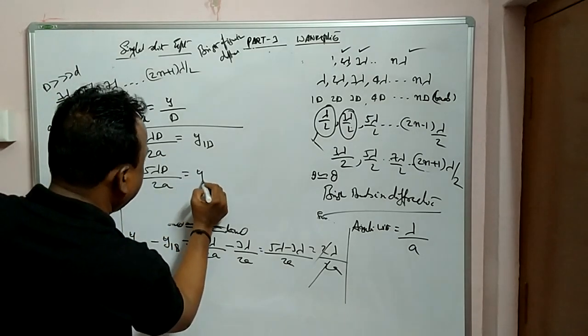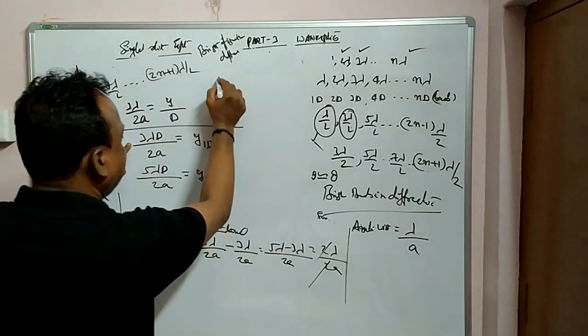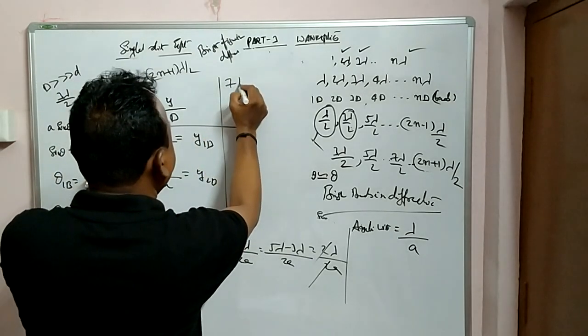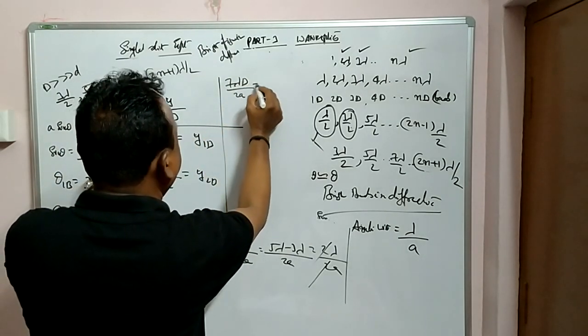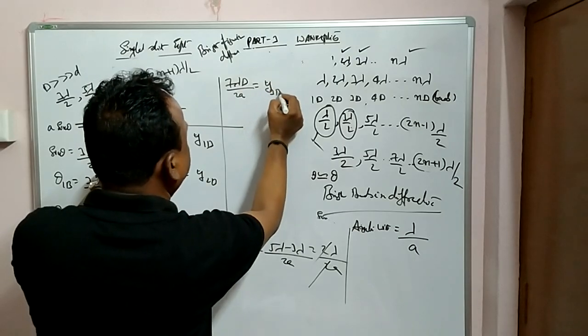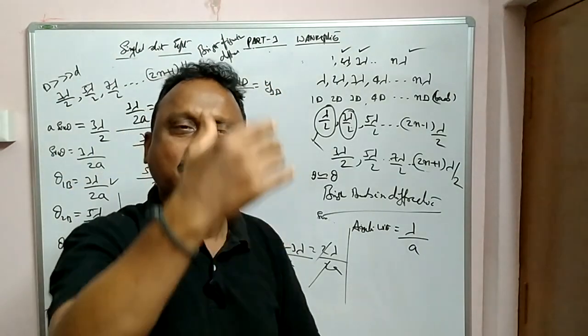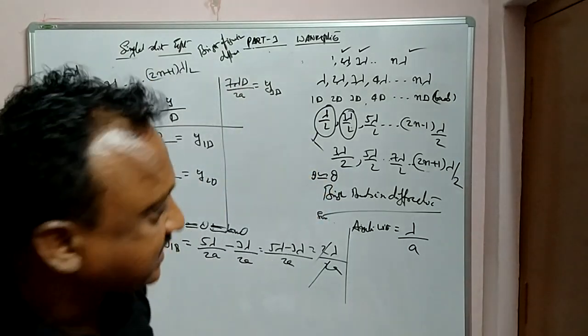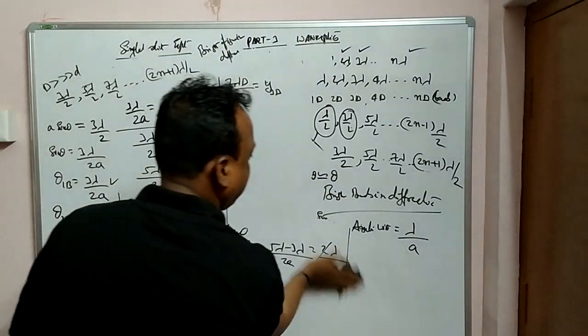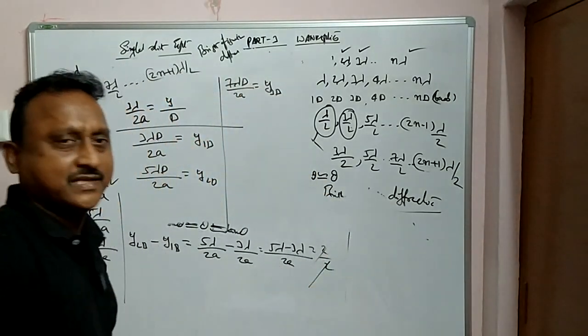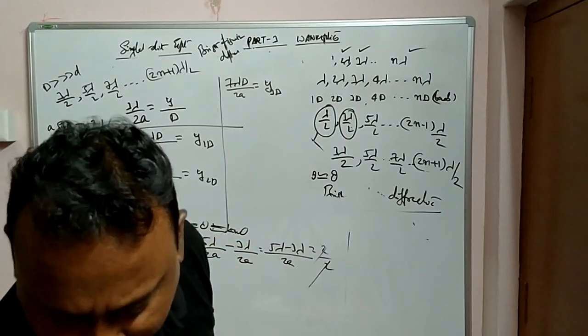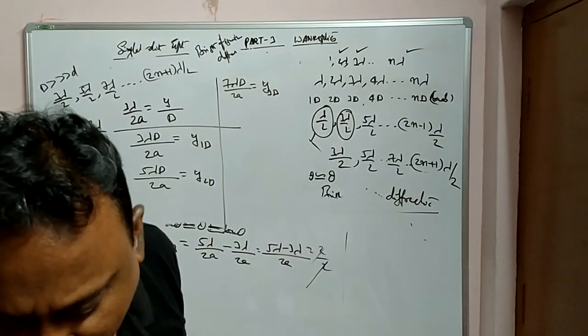5λD/2a, second bright. Next, third one: 7λD/2a is third bright. Okay, so this is how we have to derive the equations in the diffraction experiment. Okay, clear? Note down please, very important. If you don't understand this, you can't go forward.